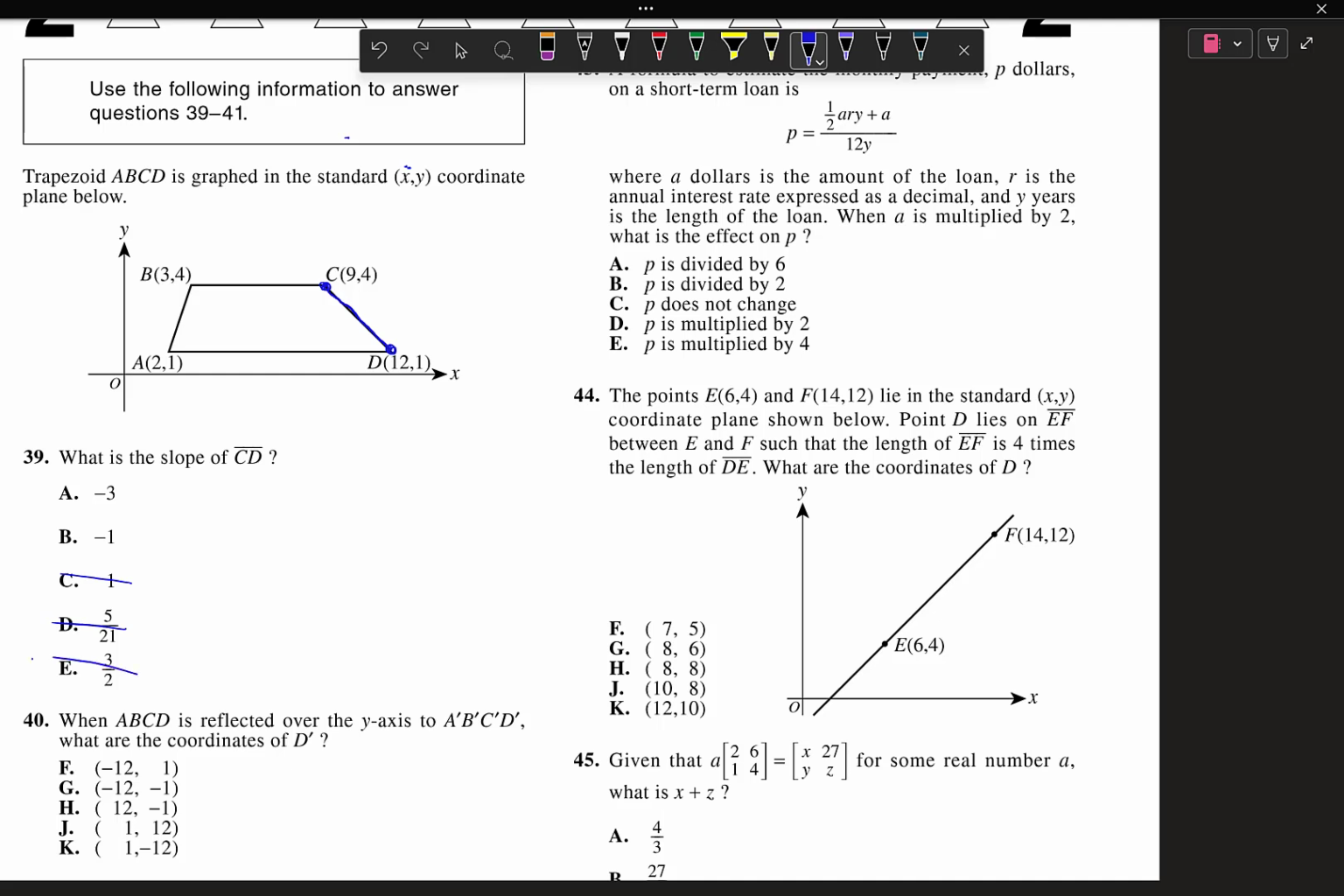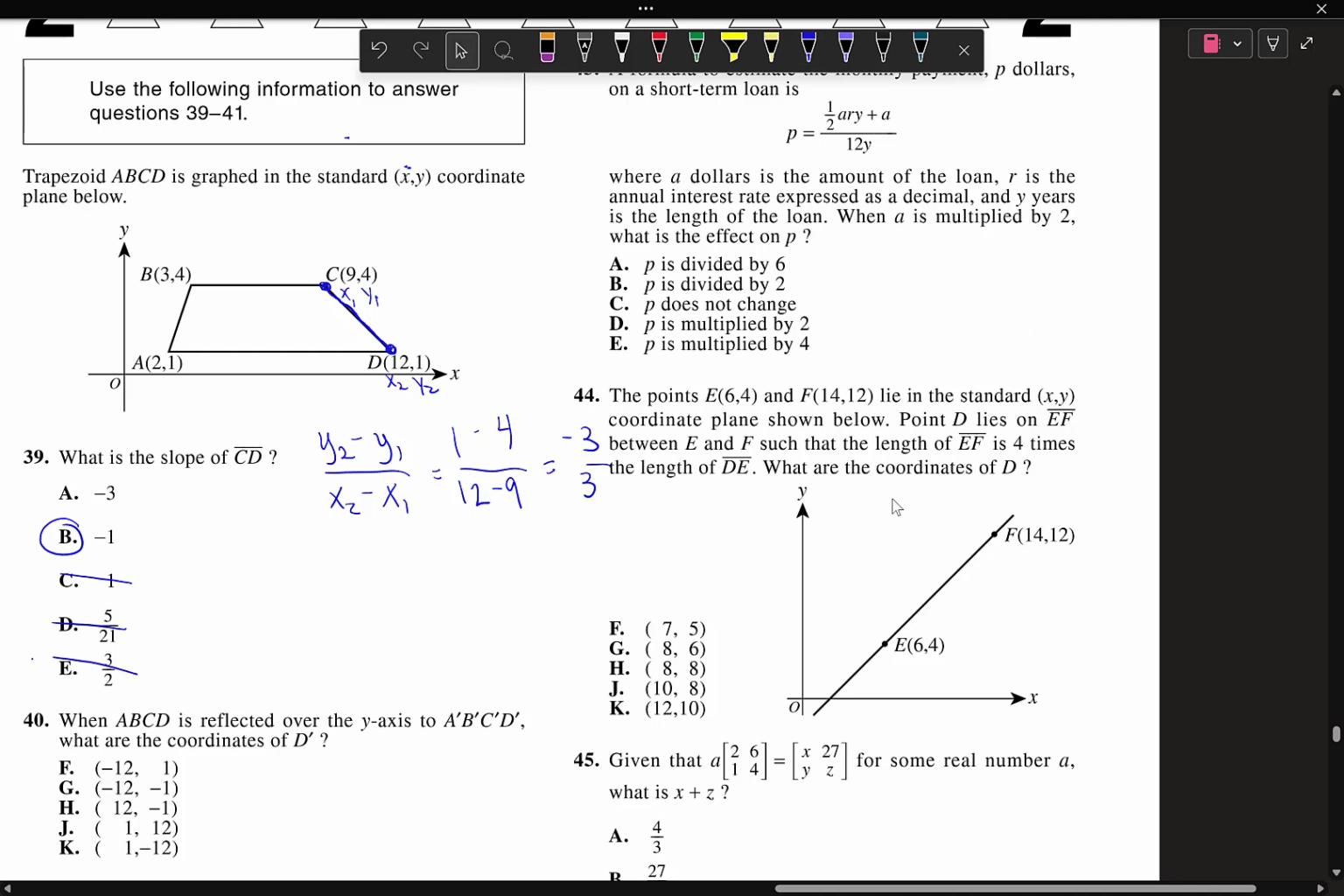But the slope formula is y2 minus y1 over x2 minus x1. Doesn't matter which one is your x1, y1 and which one is your x2, y2, but we'll label them that way. So then the setup would be 1 minus 4 over 12 minus 9. So that's negative 3 over 3, which reduces to negative 1.